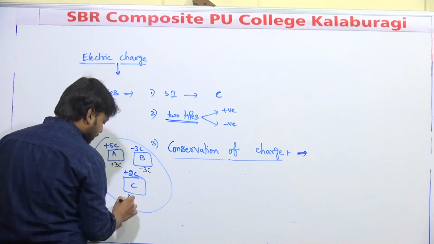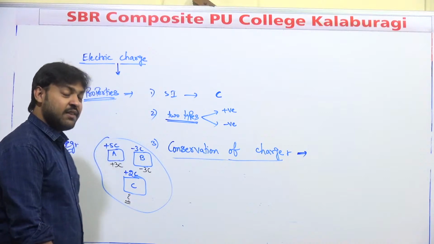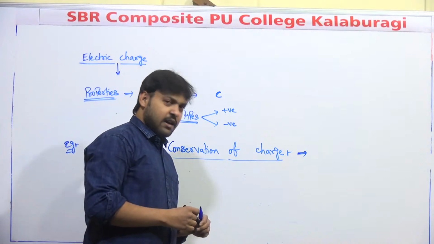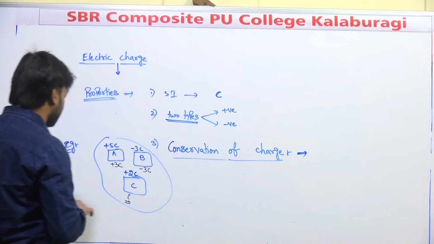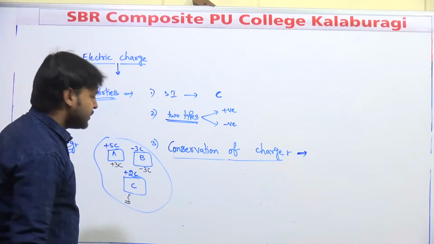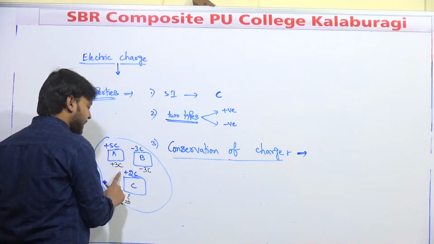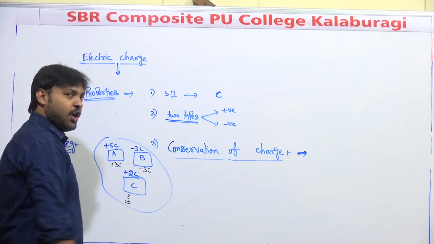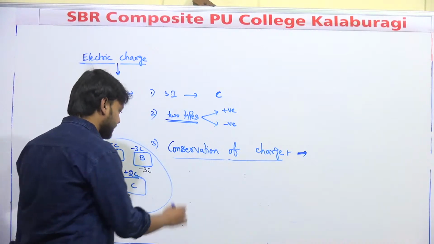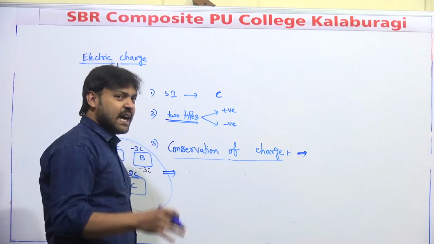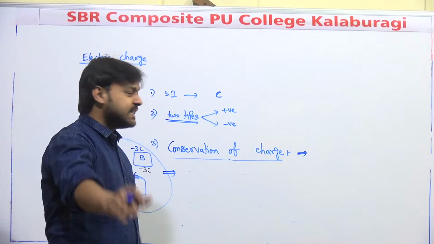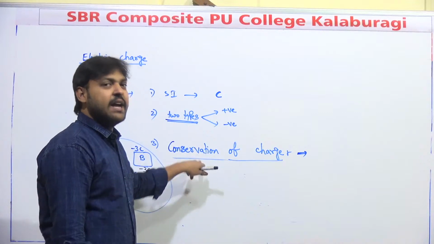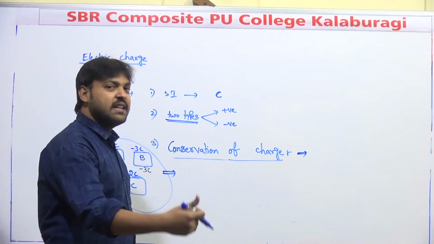So find the final charge on body C. Initially it was plus 5, minus 3, plus 2, and finally plus 3, minus 3. Then what will be the charge on body C? What you have to do is this: the initial charge and the final charge should both be the same. That is nothing but conservation. Initial and final charges should be the same.